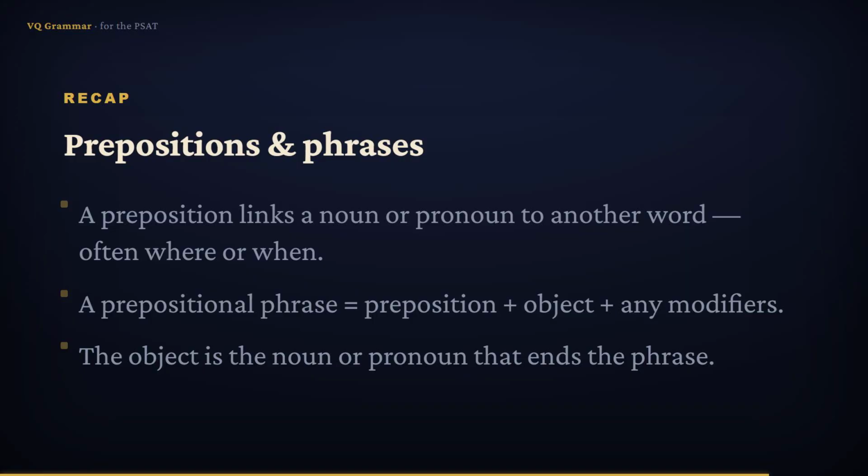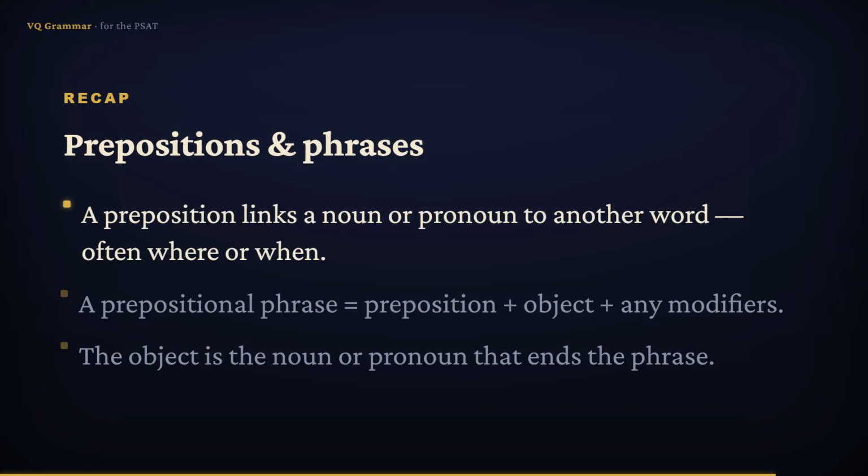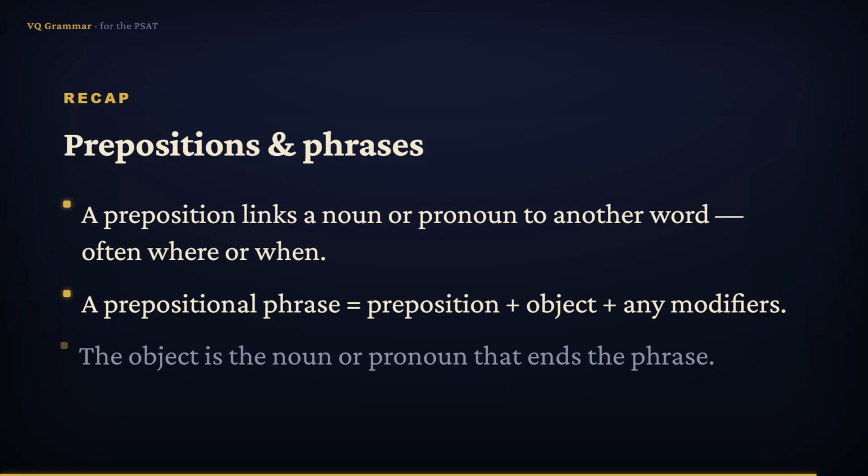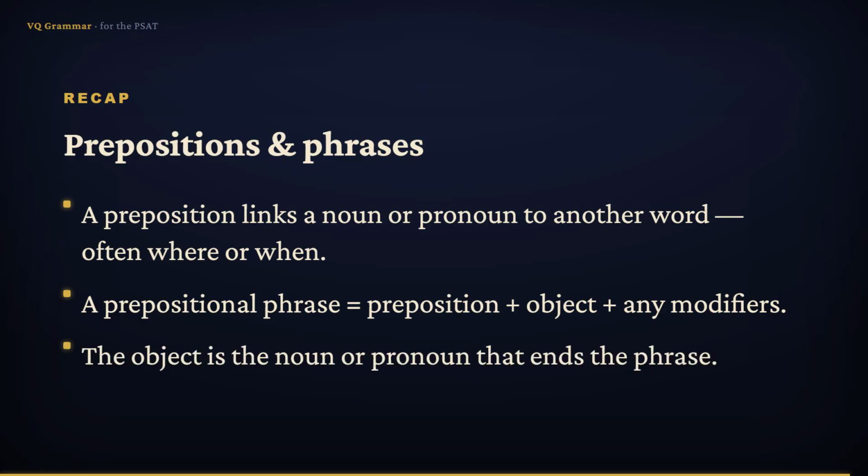Let's wrap up. A preposition is a small word that links a noun or pronoun to another word, very often showing where or when. Words like in, on, under, before, and during. A prepositional phrase begins with that preposition and runs to a noun or pronoun called the object, with any modifiers in between. To find the object, just go to the noun or pronoun that ends the phrase. Small words, big jobs. Great work.